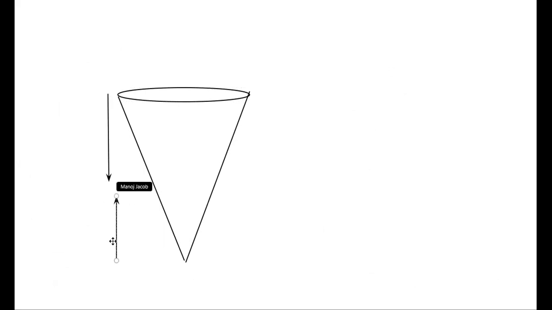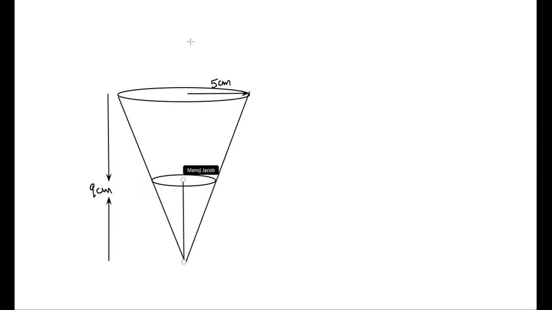Then it's the inverted cone. So the height of this cone is how much? The height of the cone is 9 centimeters. Everything is in centimeters. And the radius of the cone is 5 centimeters. Then we have the water level here. This is the water level at time t. Then we have the height of the cone, and we also have the radius.